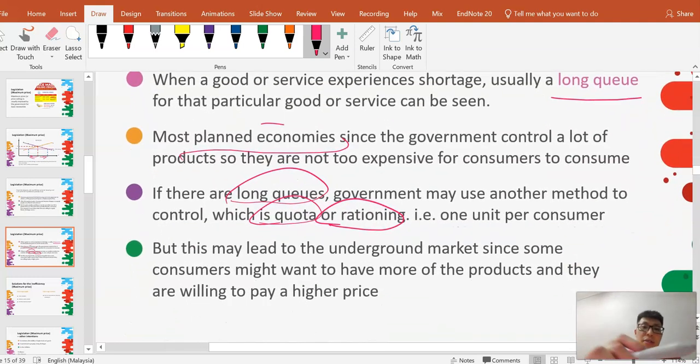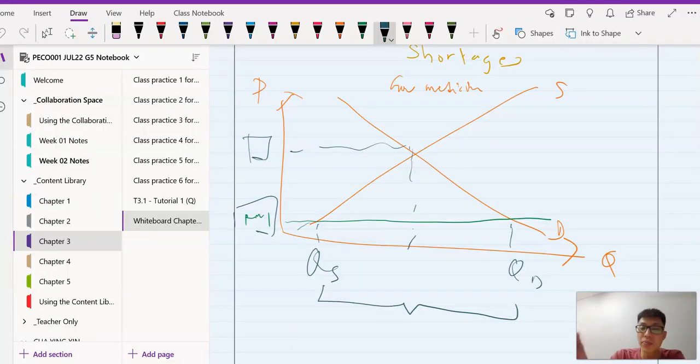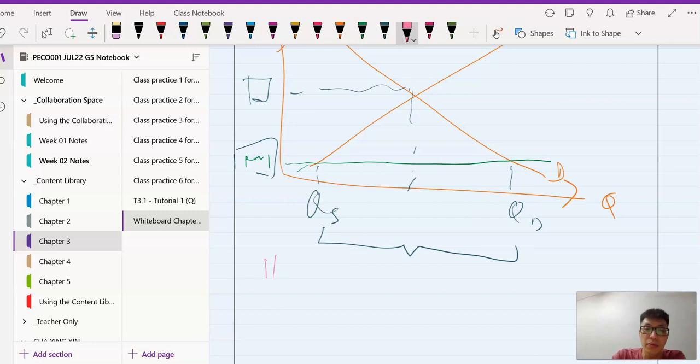Another indirect effect is the underground market again. As you can see, regardless of price floor or price ceiling, we will have this underground market problem, because there will always be someone who is not willing to wait, a higher income group. They're not willing to wait.